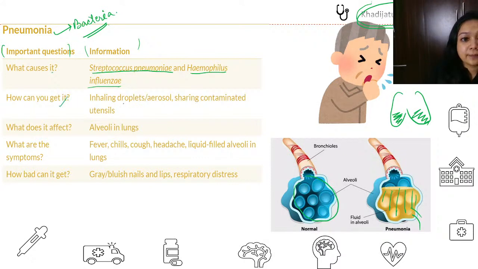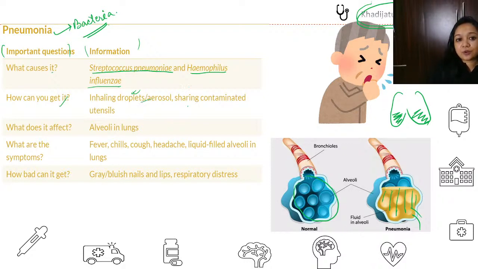How can you get it? By inhaling droplets or aerosols, or sharing contaminated utensils. Of course, we should not use utensils which are already used. They should be properly sterilized before we consume food in any utensil. But again, something which needs awareness, and the awareness was spread during the time of COVID, is how we should sneeze and how we should cover our mouth. But people often do not follow these basic etiquettes, and they end up giving people in their surroundings infections.